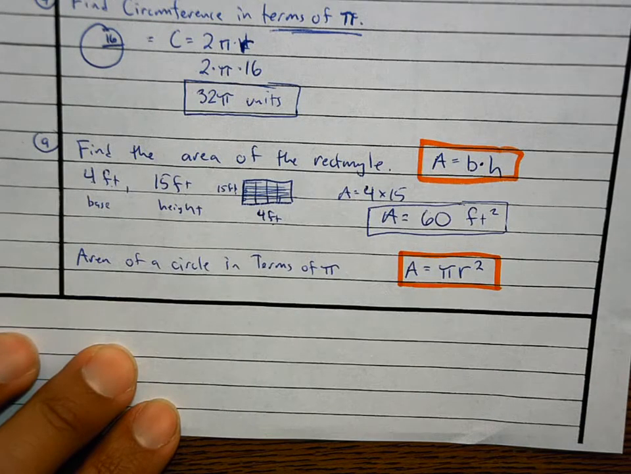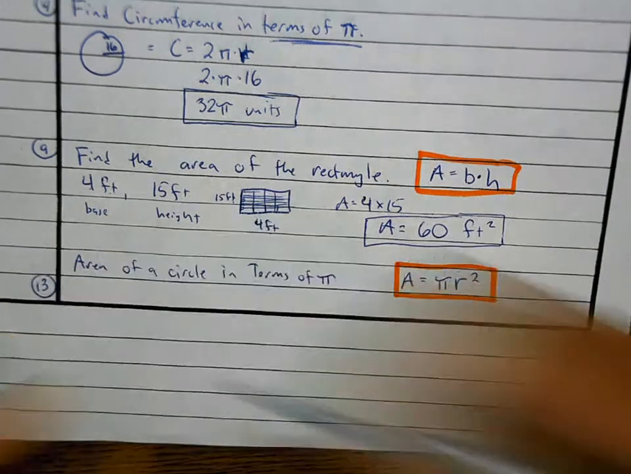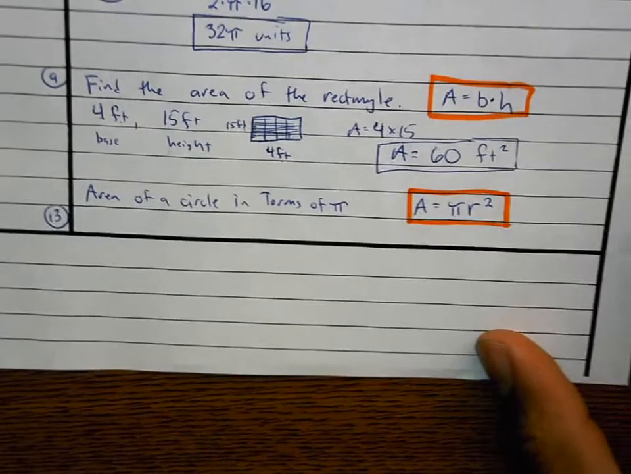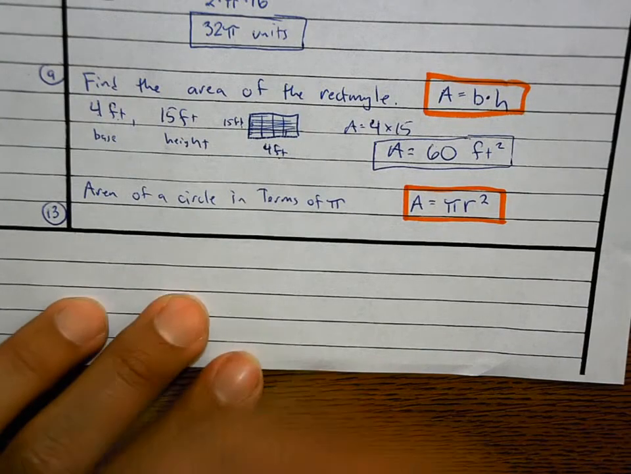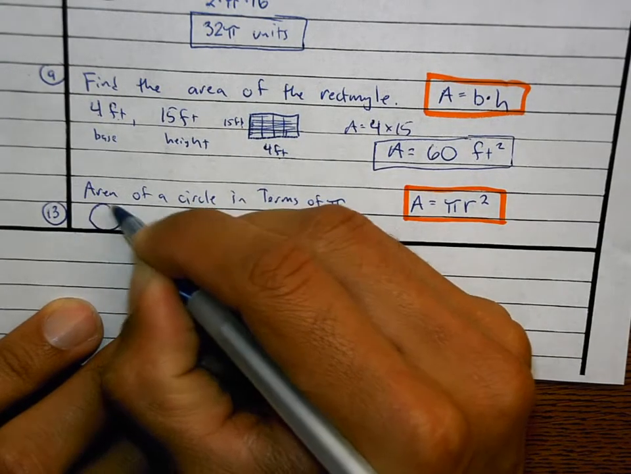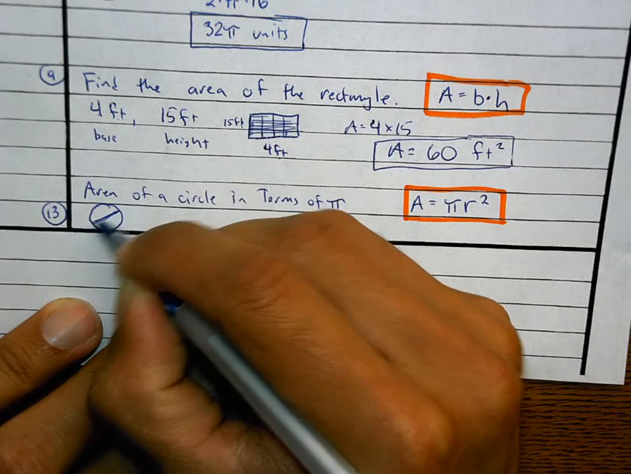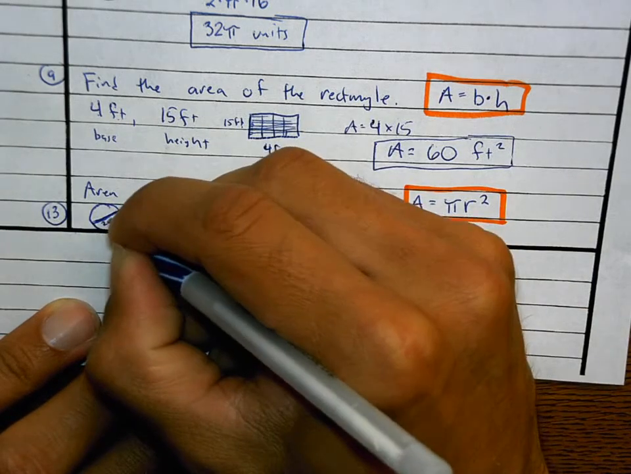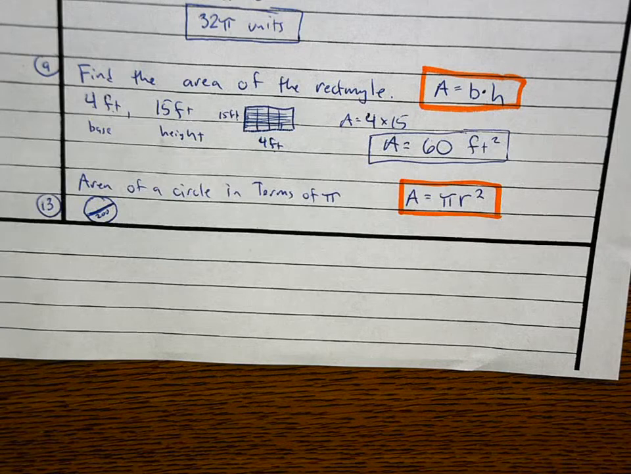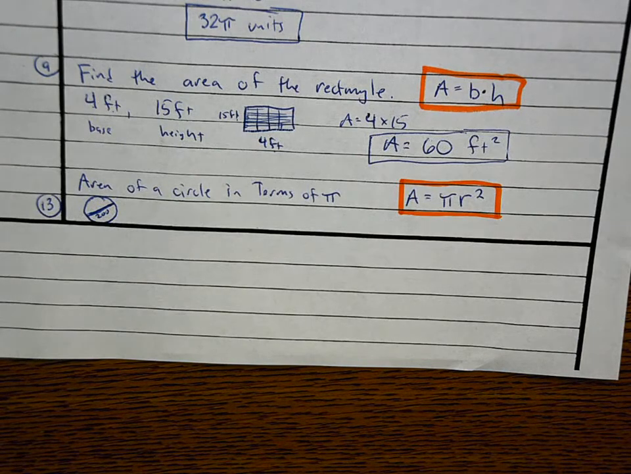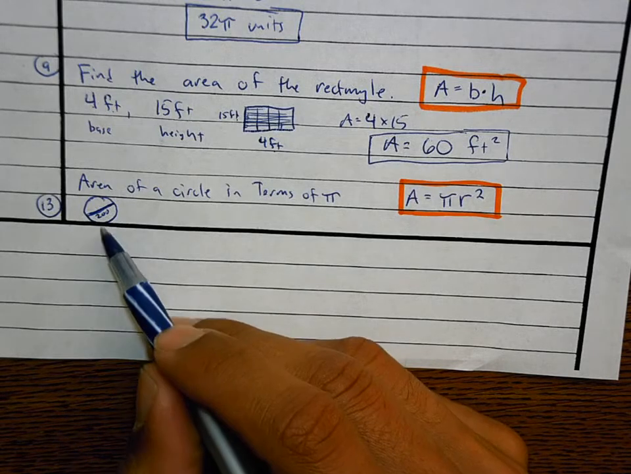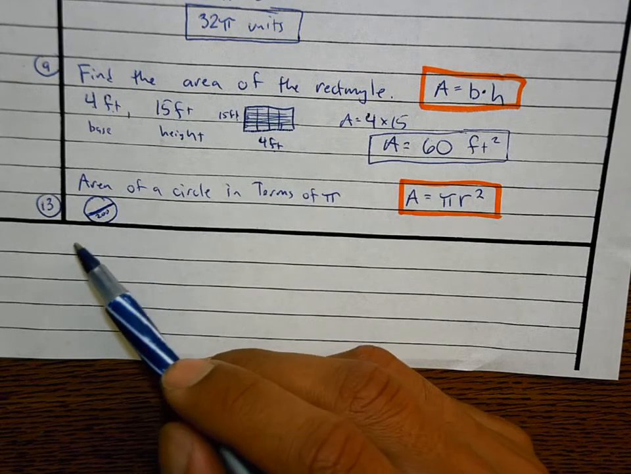Let's go ahead and do number 13. Number 13 has a picture that looks like this, and it's going to try to trick you. Right here has a 200. It says find the area of the circle in terms of pi. And it does say 200 here, and this has a bar that goes all the way across the circle.